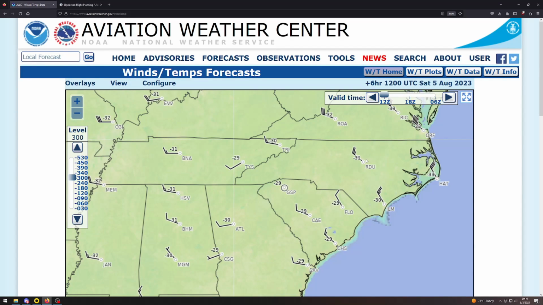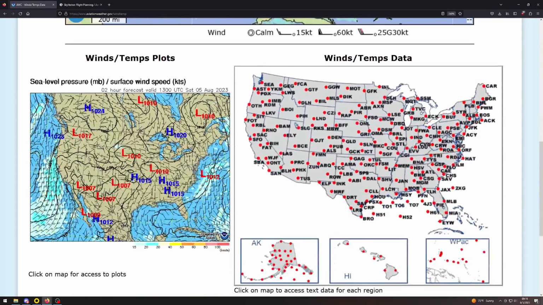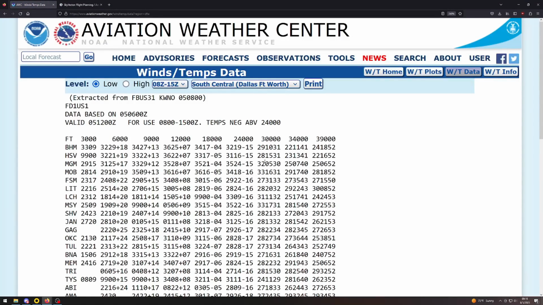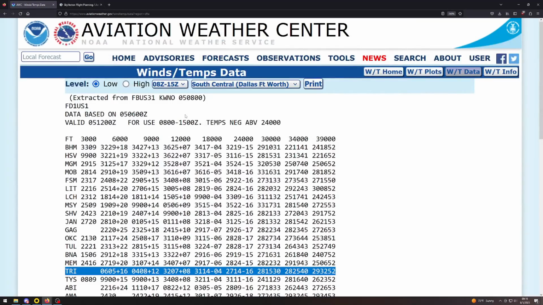We could use Raleigh. We could use Tri-City. Since we're going to be flying over the mountains and heading northwest, let's go ahead and use this TRI, Tri-City. We could do that here, messing with these things. I'd rather not. I like more precise, so we'll go here. Tri-City appears to be in this sector here. Let's see if we can find it. There it is, Tri-City. So this is the winds and temperatures aloft.